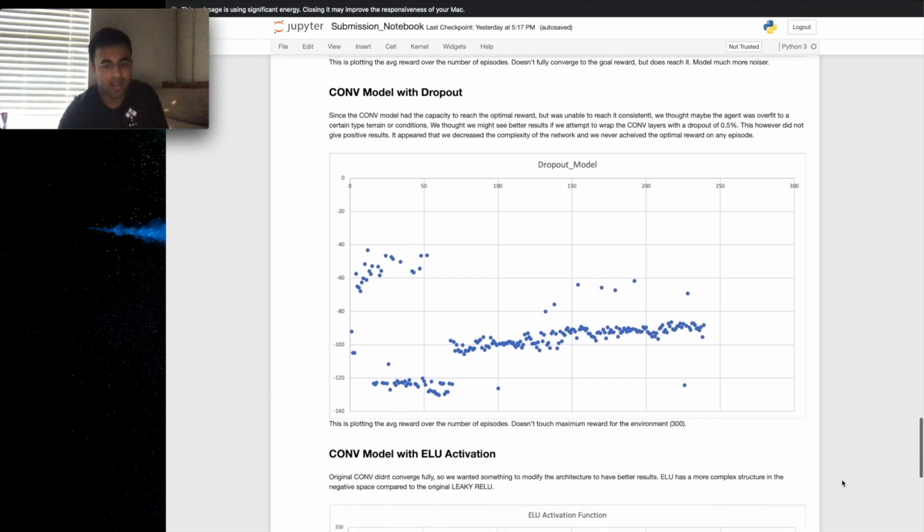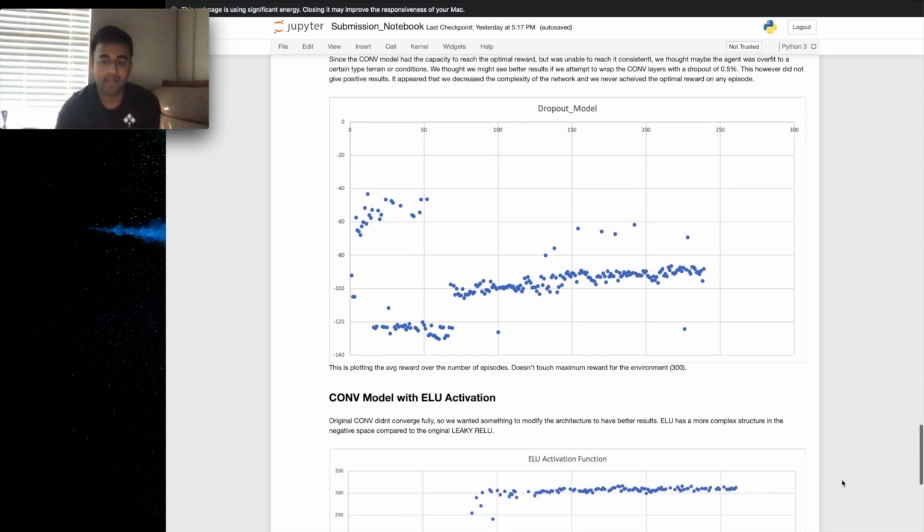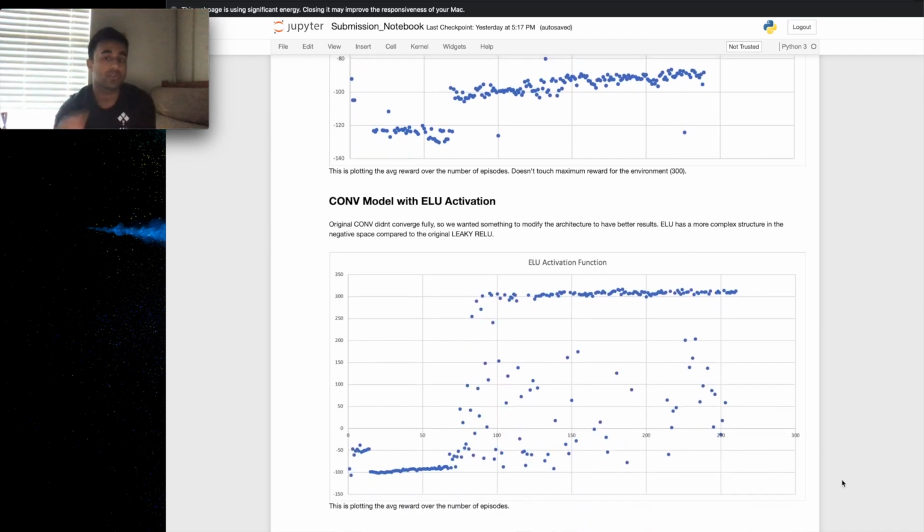That being said, we figured that we would keep the model without the dropout, just the convolutional layers, and we wanted to change the activation function. Previously, what was being used was a leaky ReLU activation function, which below zero, in the negative space, is a linear function. What we wanted to do was introduce an ELU activation function, which is a more complex function in the negative space. And we found that even with the convolutional approach, we could reach capacity and converge at the maximum reward point.